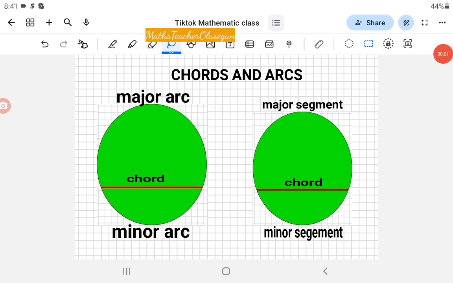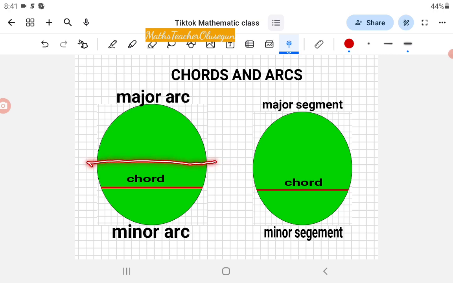The topic for today is chords and arcs. From here, you see what is a chord and what is an arc. This is just an arc. When you have a chord like this, this is the line of the chord. It divides the circle into two unequal parts. One part is bigger than the other, but if it is a diameter, it divides the circle into equal parts. This is what we call a diameter.